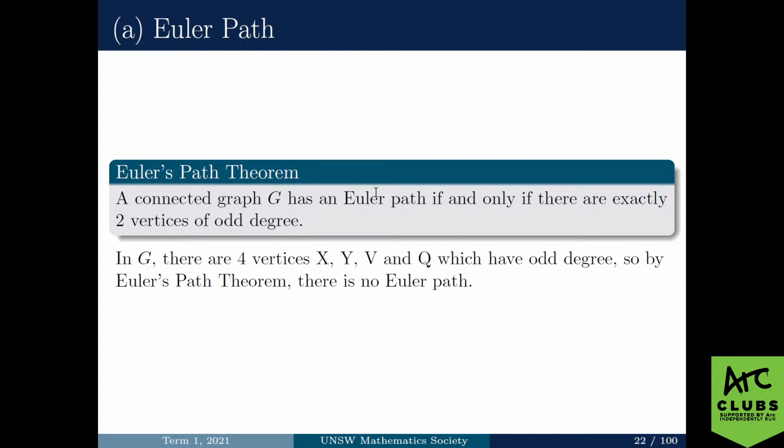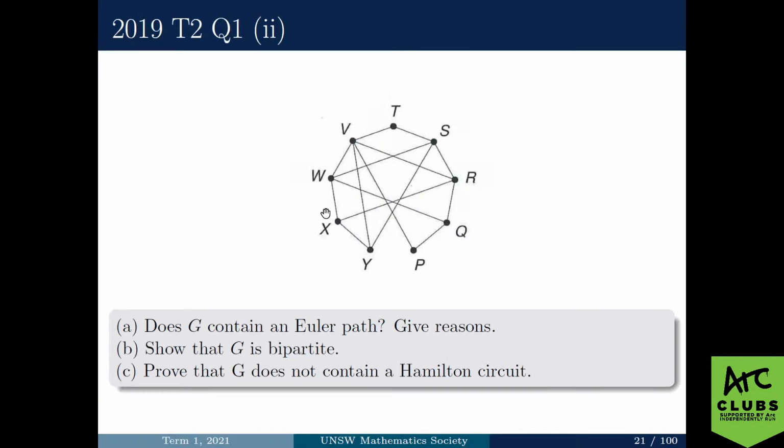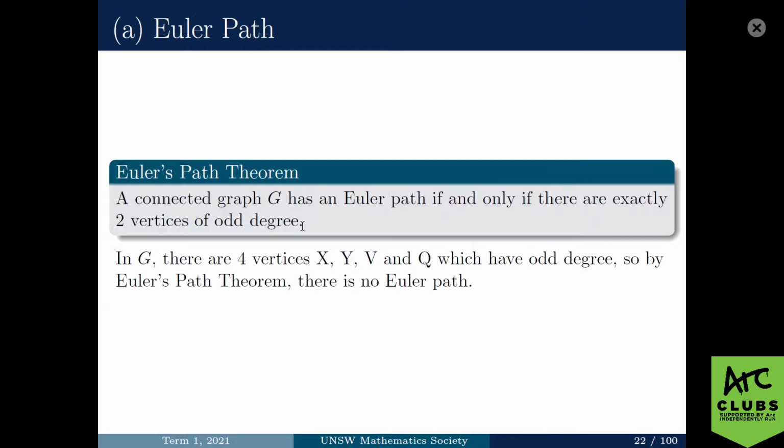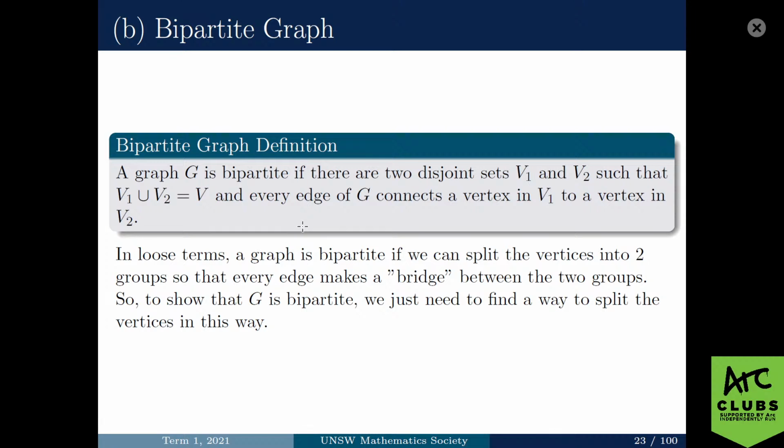And the next question says show that G is a bipartite graph. So what does bipartite mean?